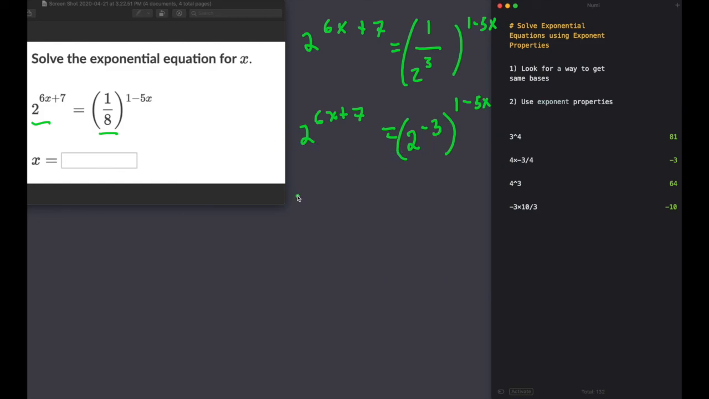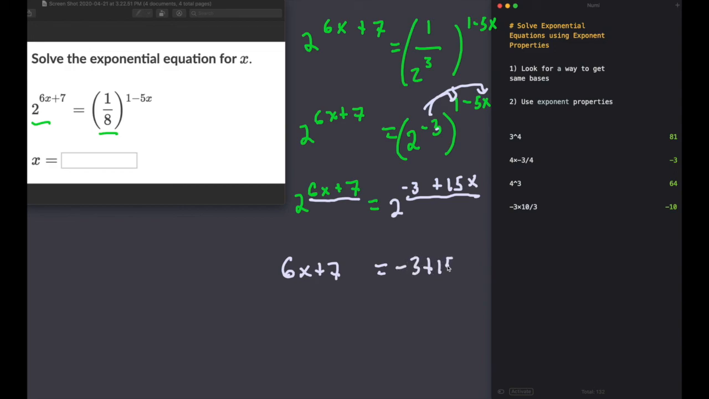So I'm going to keep this again, 2 to the 6x plus 7 equals, and now I can do some stuff here. I can distribute this negative 3 to my 1 and my negative 5x. And the reason is I'm multiplying. So negative 3 times 1 will give me 2 to the negative 3. And then negative 3 times negative 5x will give me plus 15x. And in this case, I end up saying that 6x plus 7 is equivalent to negative 3 plus 15x. So we're going to say 6x plus 7 equals negative 3 plus 15x.